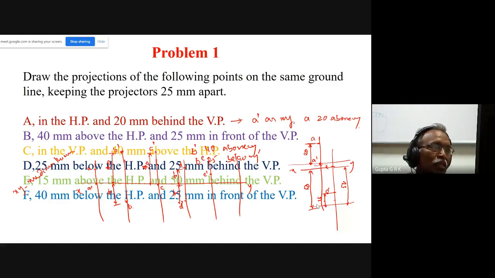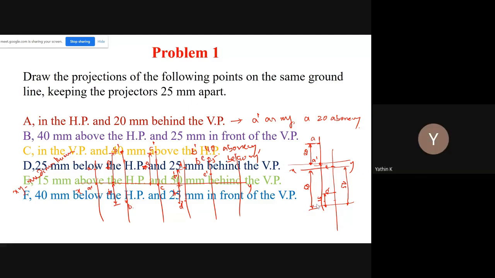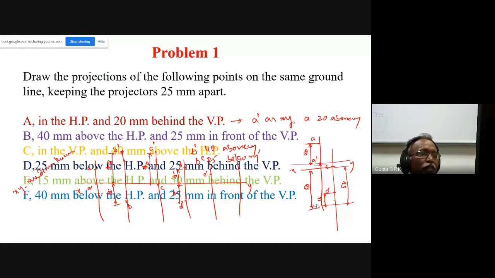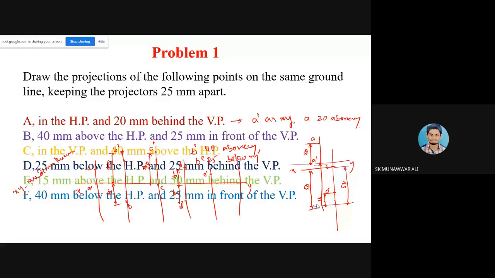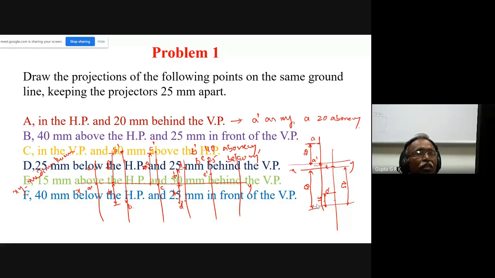Okay, similarly, I will not draw, I will just ask: F is 40 below HP means? Front view is below XY. F dash is below XY, 40 below XY. And F is 25 mm in front of VP, so below XY. In front of means below, right?